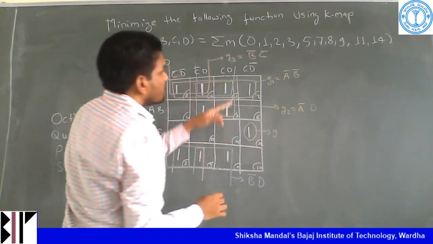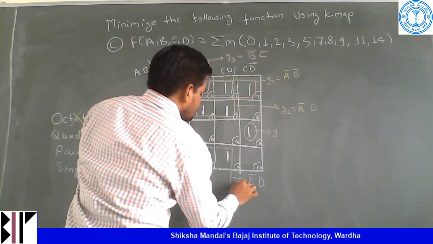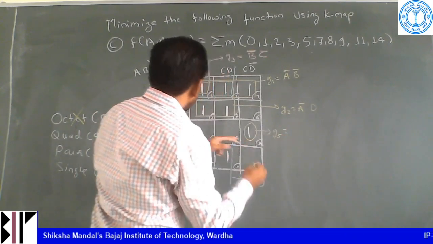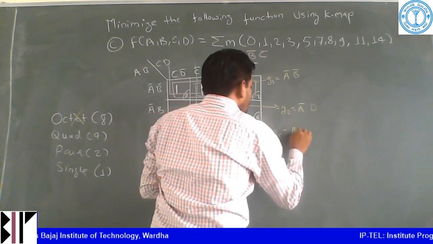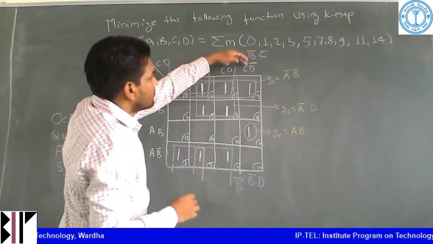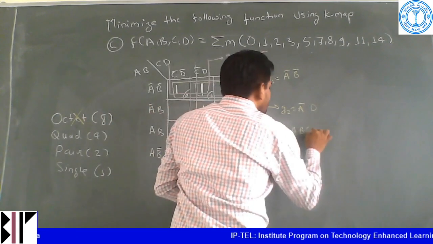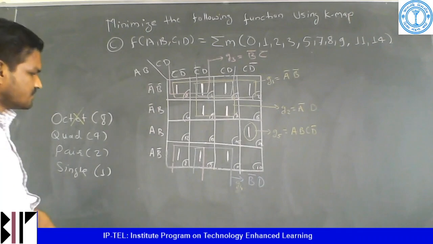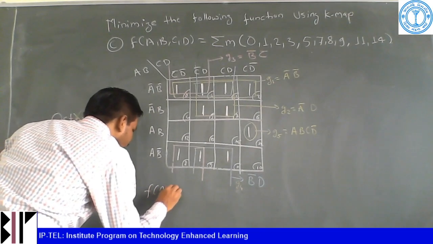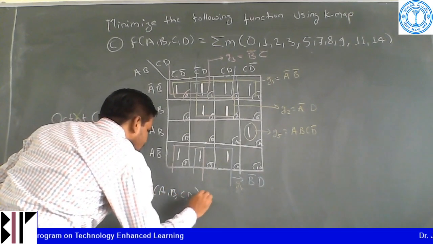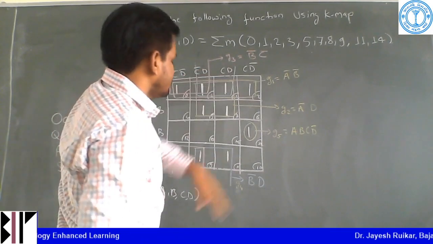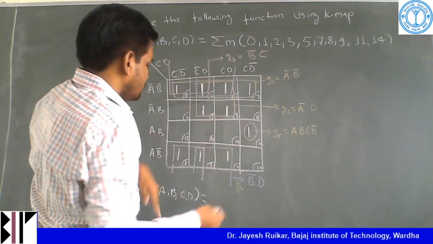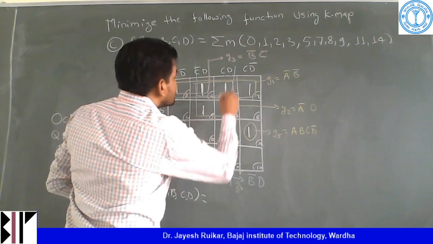So this is my group 1, group 2, group 3. This is group 4, and this is my group 5. So group 5 equation will be AB, and then from top side CD bar. Okay, so the minimized equation for the given function ABCD, we have to combine, we have to add all these 5 groups together.